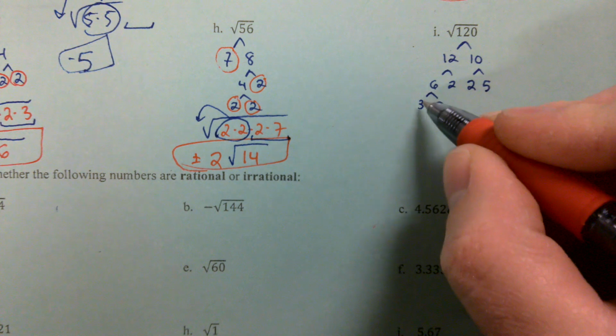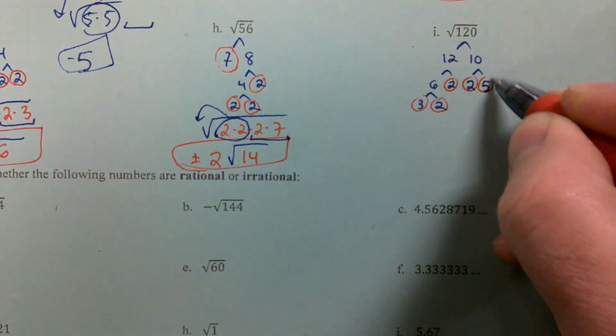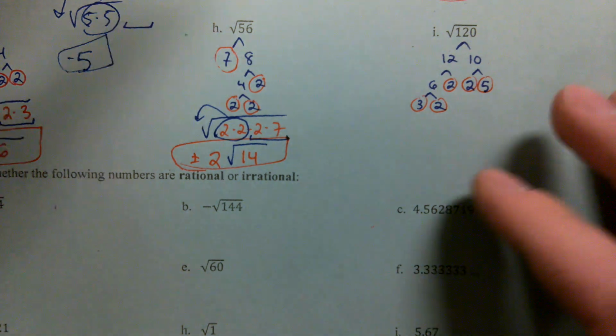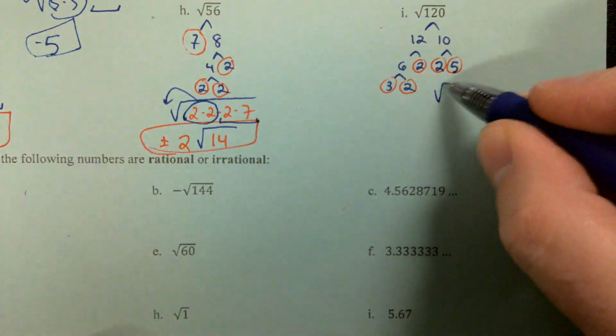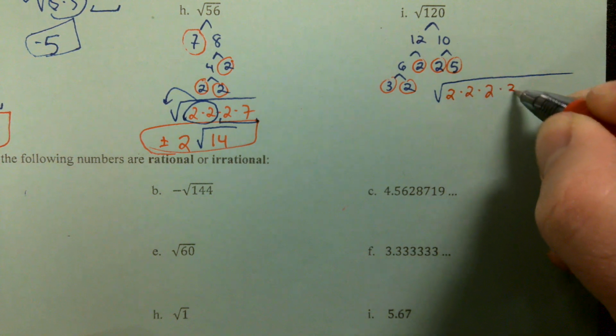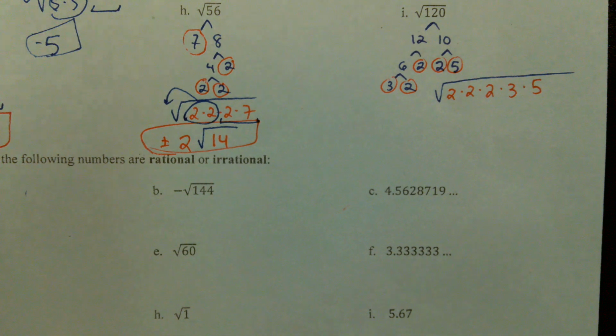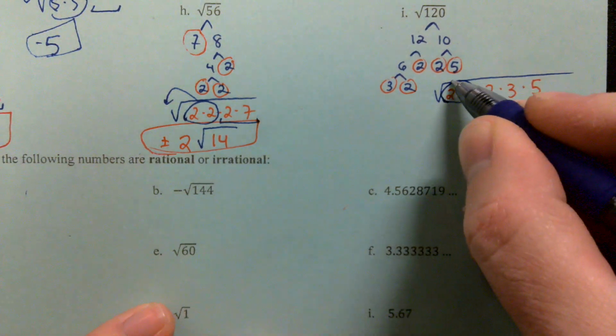All right, I got a lot here. I want to keep track. I got a 3, a 2, a 2, a 2, and a 5. Okay. 2 times 2 times 2 times 3 times 5. So you gotta take out the 2's, I got a pair of 2's. I'm going to circle those up and bring them out.